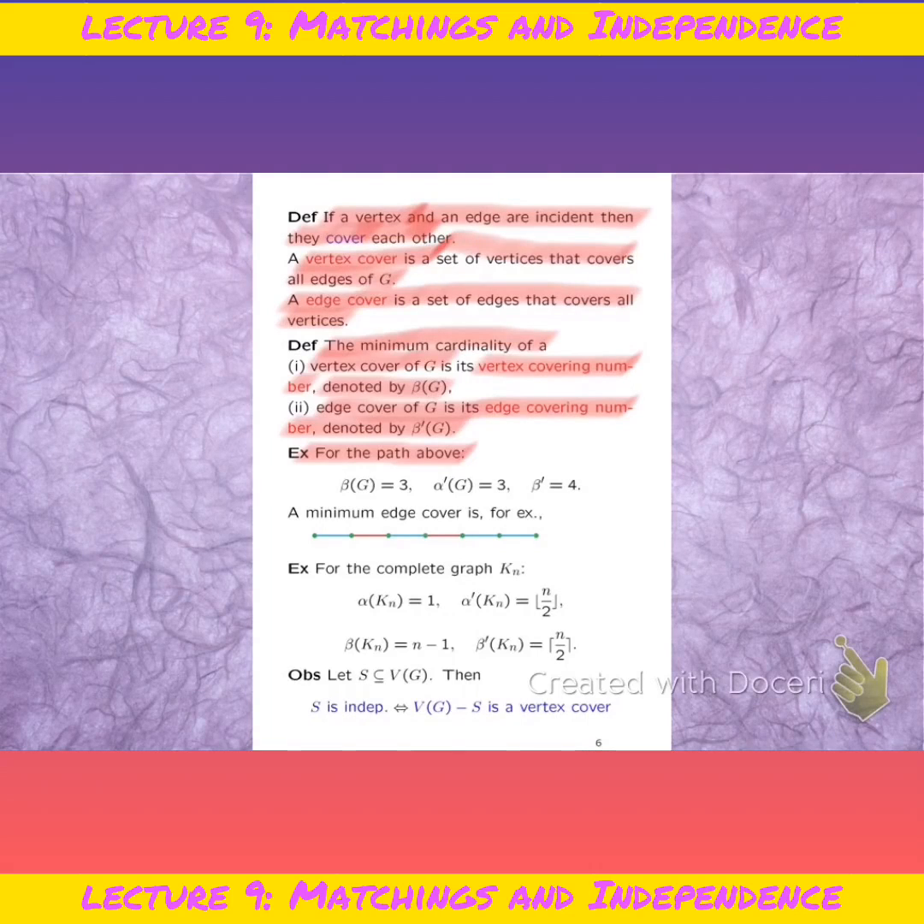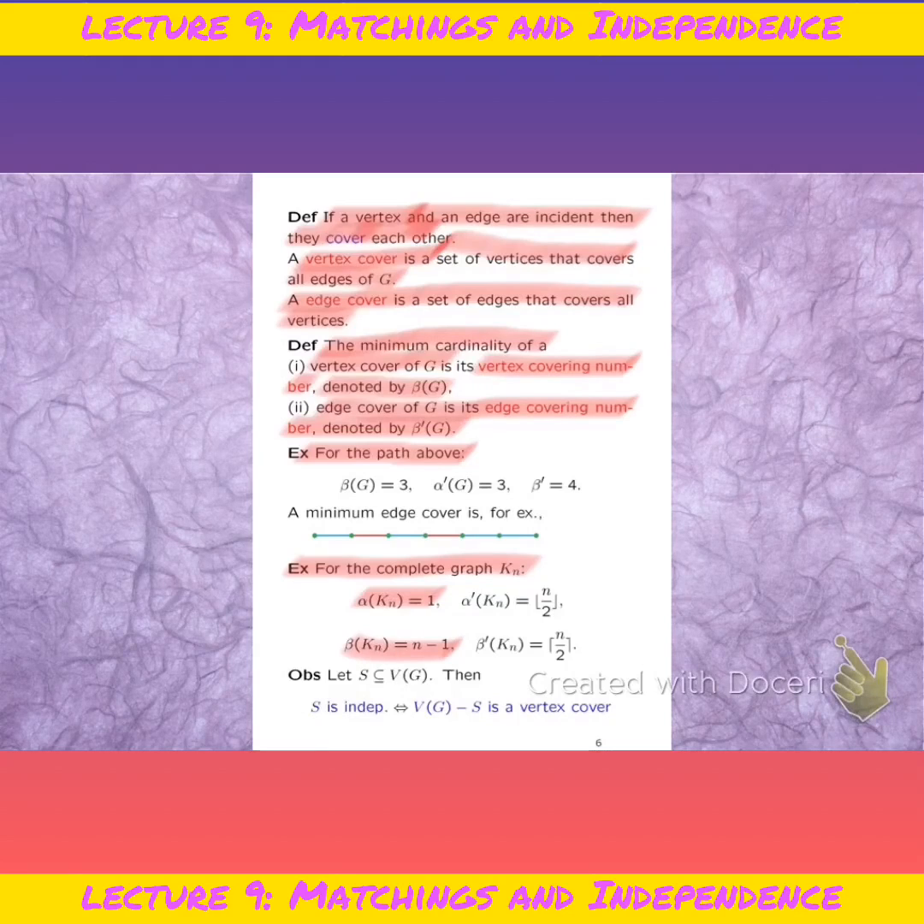As an exercise, you can go and try and work out the independence number for a complete graph, which is quite straightforward and very easy to work out. The vertex covering number for K_n, the complete graph, is n-1. Pretty straightforward to work that out.